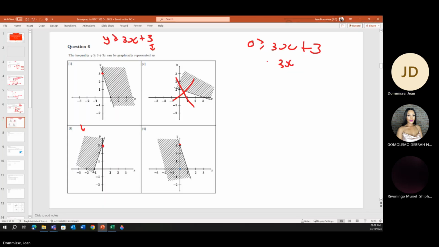So 3x on this side will be minus 3, so x is equal to minus 1. So again, if I needed to say where y is 0, x is minus 1. That tells me that would have been the point. Here it's positive 1, positive 1.